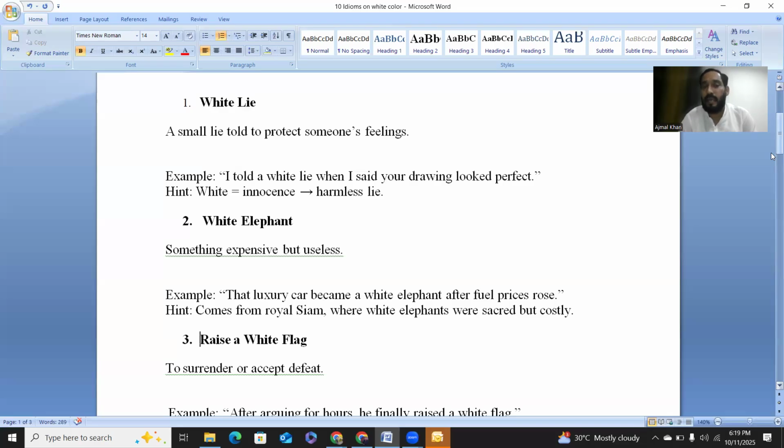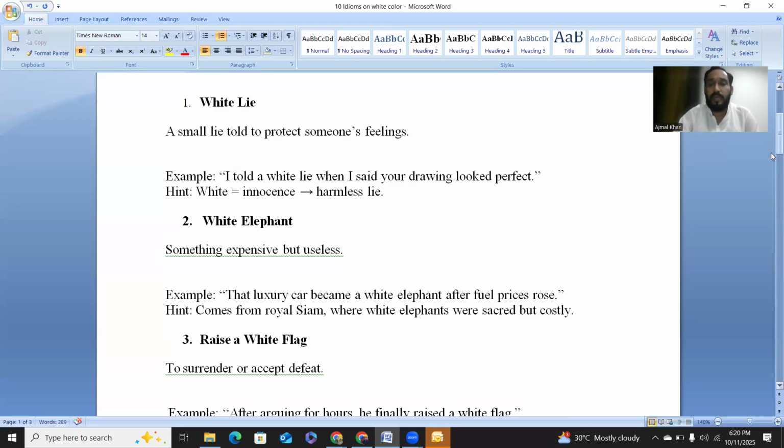So the example is: the luxury car became a white elephant after fuel prices rose. जब फ्यूल की कीमतें बढ़ी, तो वो जो लग्जरी कार थी, वो वाइट एलिफेंट बन गई. यानी लग्जरी कार थी, कीमती तो थी, लेकिन क्योंकि पेट्रोल की कीमतें बढ़ी, तो वो यूजलेस हो गई. So that luxury car turned into a white elephant.